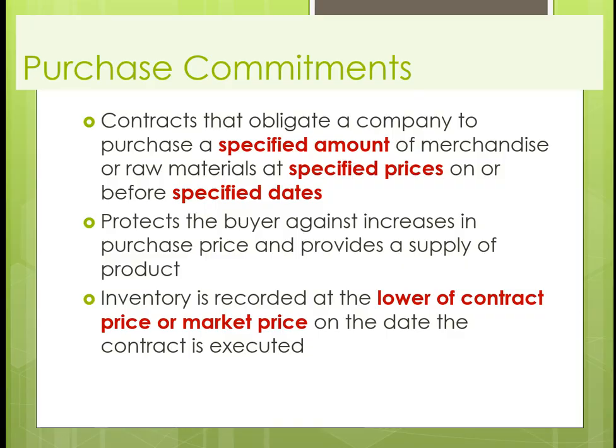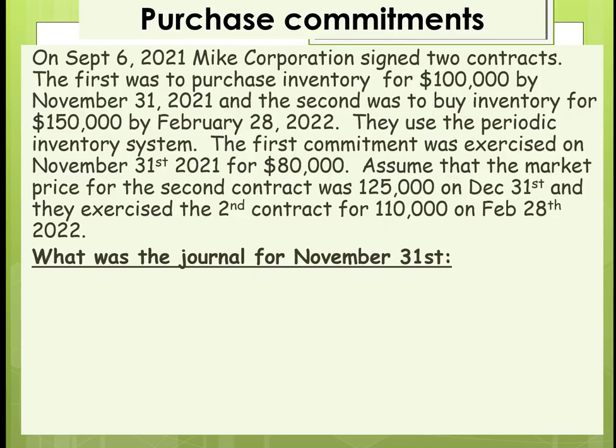Now let's look at an example. On September 6th, Mike signed 2 contracts. The first was to purchase inventory for $100,000 by November 31st, and the second was to buy inventory for $150,000 by February 28th. They used the periodic inventory system. The first commitment was exercised on November 31st for only $80,000, and that's when the value of the inventory was $80,000. We assume that the market price for the second contract was $125,000, and when it was exercised, it was $110,000.